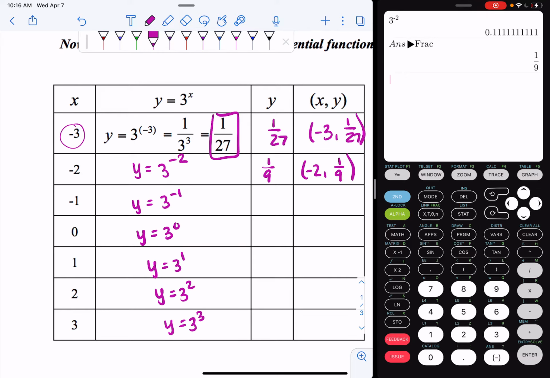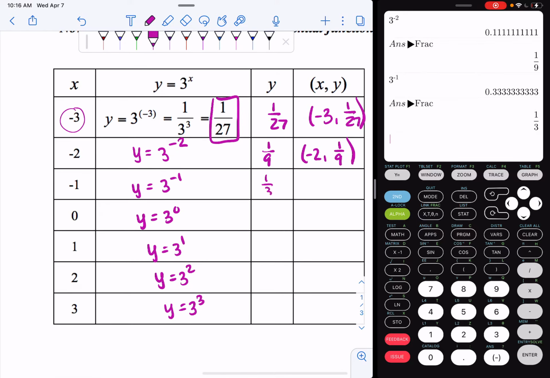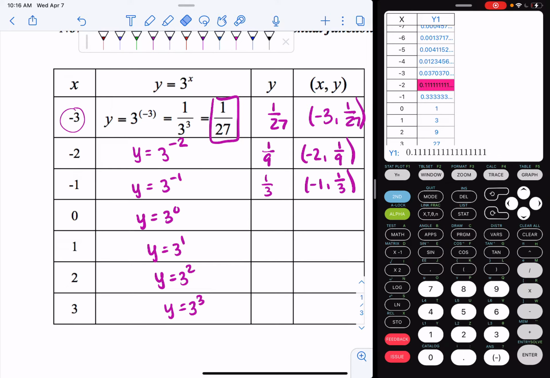Now I'm going to type in 3 to the negative 1 because that was also a decimal. I get 0.33 repeating, so I'm going to hit math, enter, enter, and I get 1/3. So I'm going to be plotting negative 1, 1/3. Now, if you remember, I'm going to go back to my table of values, and then I get my nice numbers. So when I plug in 0 for x, I get 1. So I'll be plotting 0, comma 1.